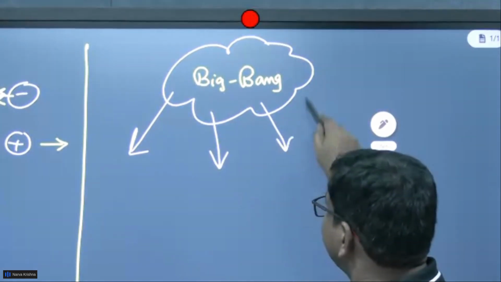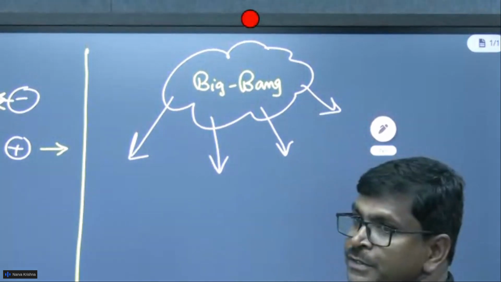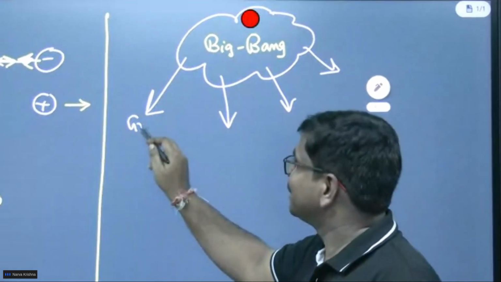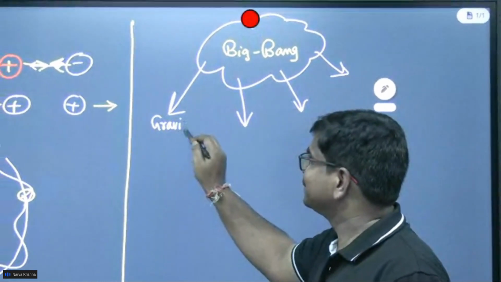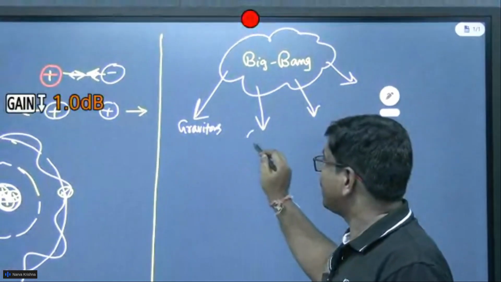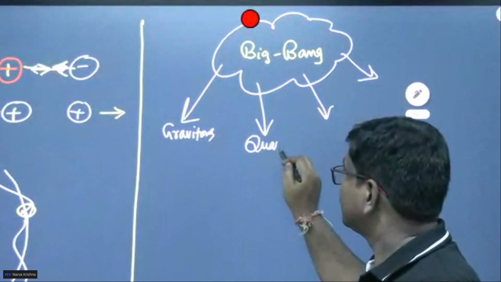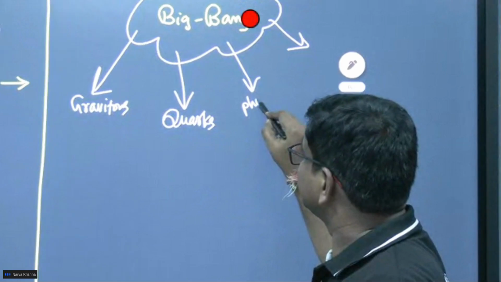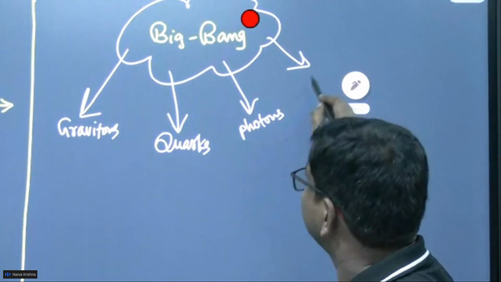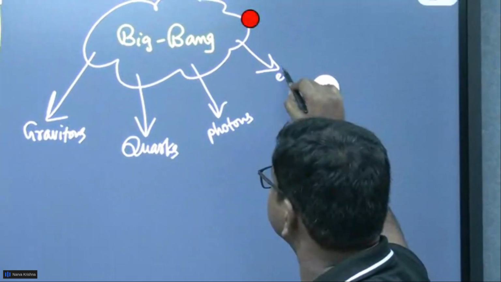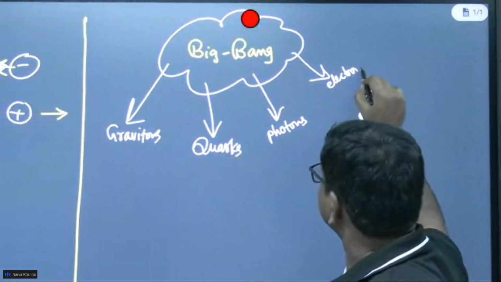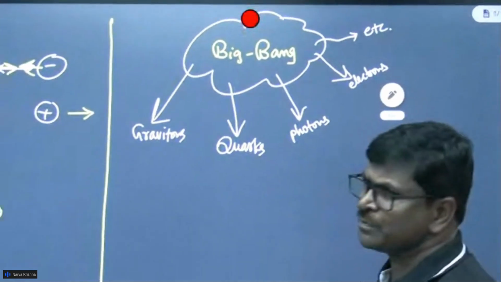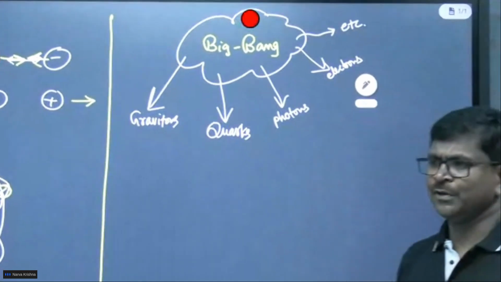Energy is released in terms of what? Energy is released in terms of gravitons. Graviton is a fundamental particle. Also quarks and photons and electrons, and etc. Many particles are there, 100 plus particles.